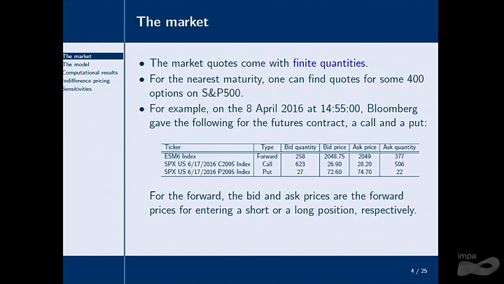So then here's just to give a flavor of what the quotes look like. Here we look at two options, one call, one put, one forward. What you get from the Bloomberg is indeed the best ask, the best bid. You have the quantity on the best ask, you have the quantity on the best bid. And these are in the trading lots. I think they are like 100 options at a time. We have these for all the hundreds of strikes that are available for the nearest maturity options.